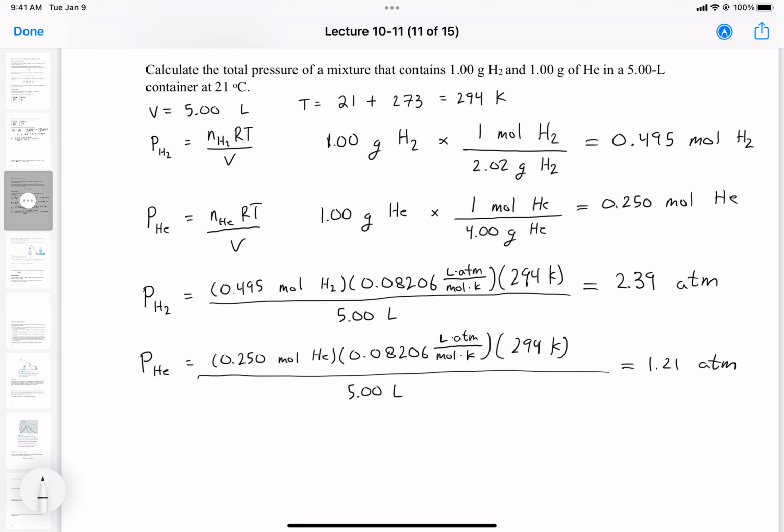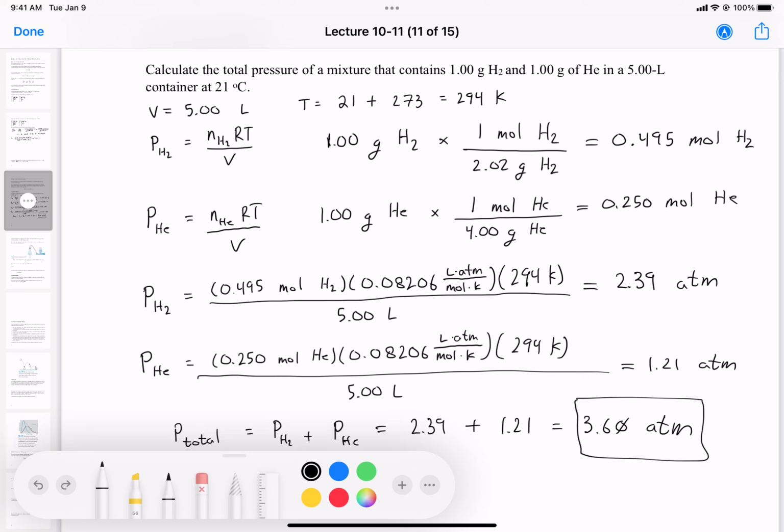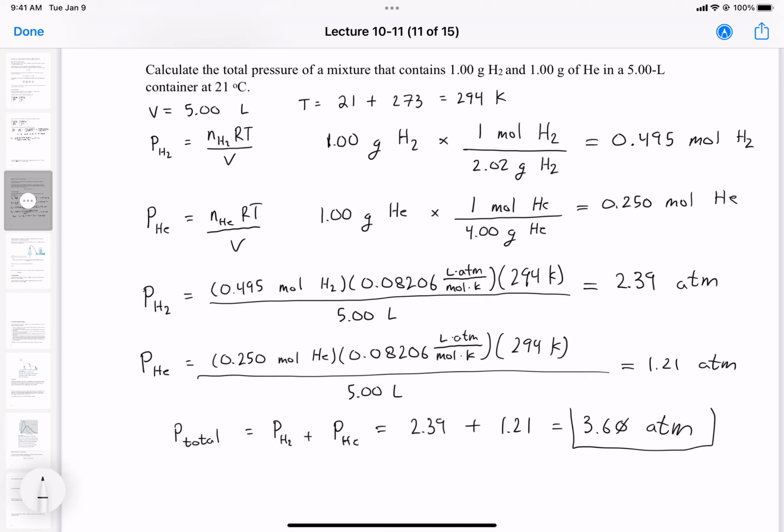Now if we were to calculate the total pressure, we add them up. So P total equals pressure of hydrogen plus pressure of helium, which equals 2.39 plus 1.21, which equals 3.60 atm. So this would be your final answer. There you go. That's how you do a partial pressure calculation.